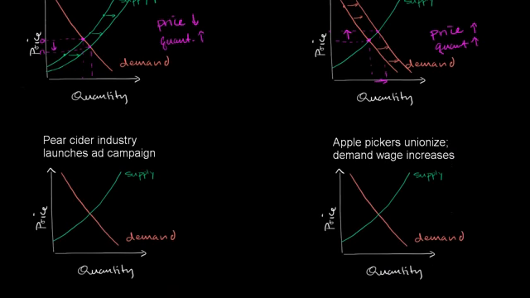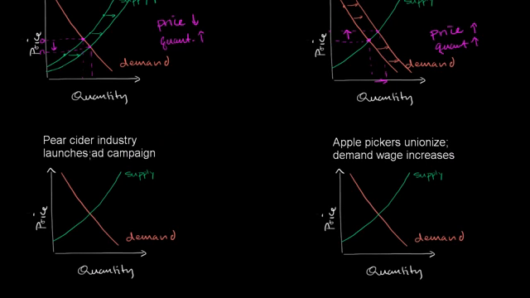Now let's think about these scenarios right over here. The pear cider industry launches an ad campaign. And for the sake of this, let's assume that the same growers who grow apples can also grow pears. That makes it interesting. So you have a couple of interesting things. By launching this advertising campaign, we'll assume it's a good advertising campaign. This clearly will make demand go up for pear cider relative to apple cider. Most people, when they think of cider, they think of apple cider.